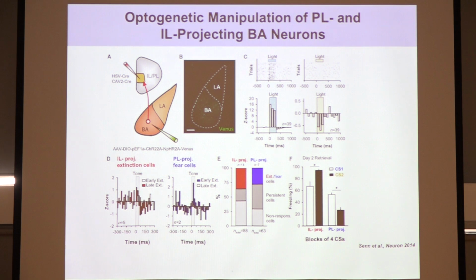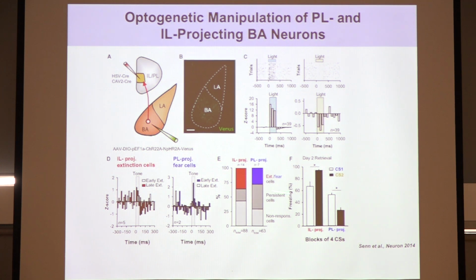And we have also coupled this injection with recordings of the neurons. So we have identified extinction neurons and fear neurons. And this was an output of the story: all the identified extinction neurons were neurons projecting to the IL. All fear neurons were neurons projecting to the prelimbic area.